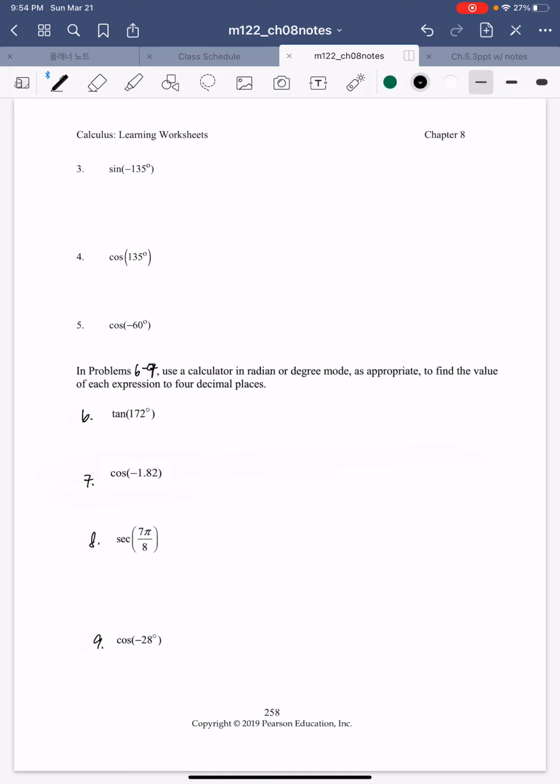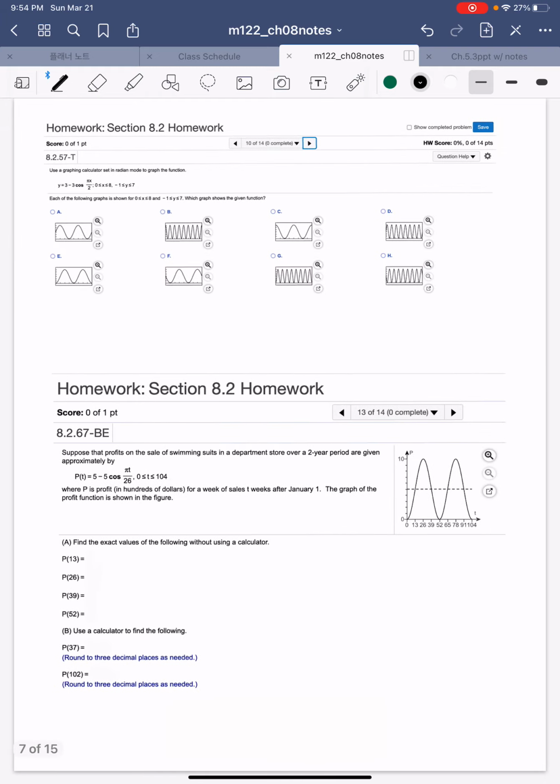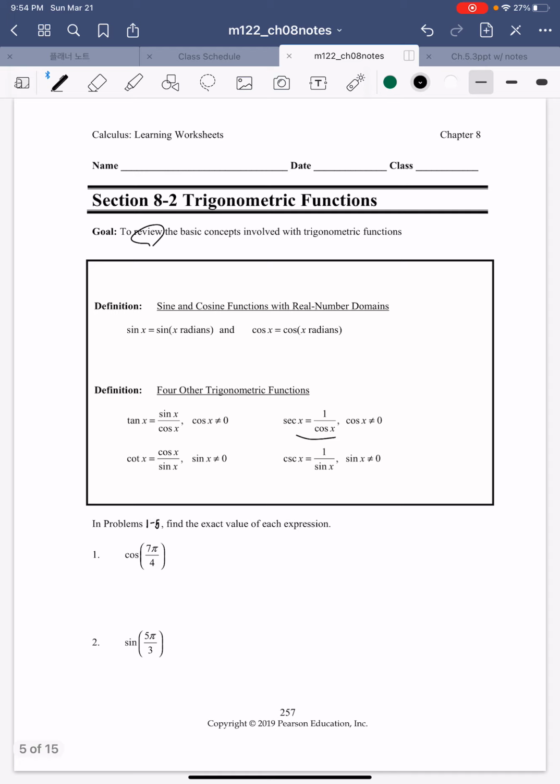You're going to be using a calculator to get these numbers, so we'll also play with that. And then the last problem, I picked out some homework problems as well. Okay, so let's go back and start with the exact value of the function.